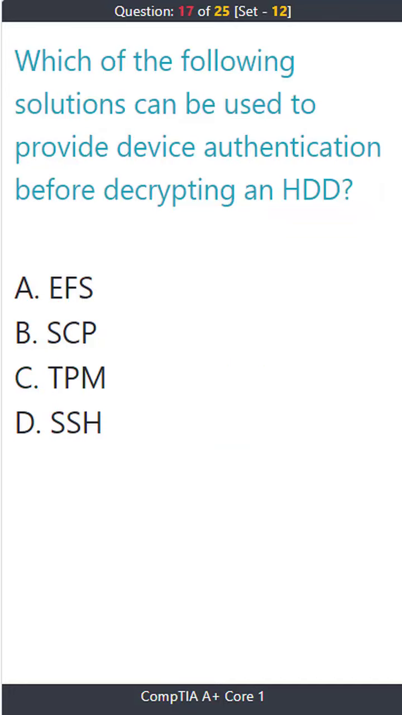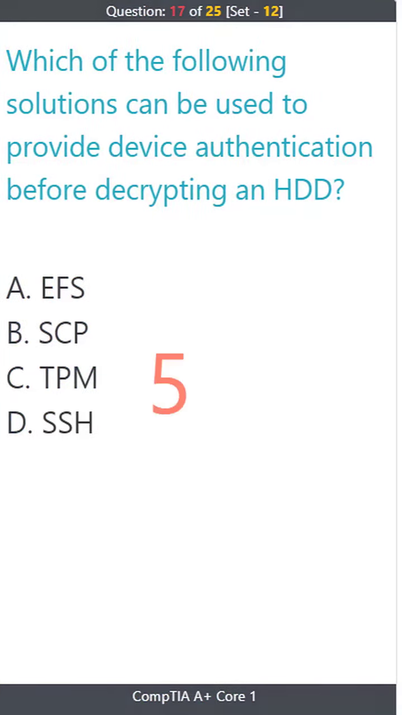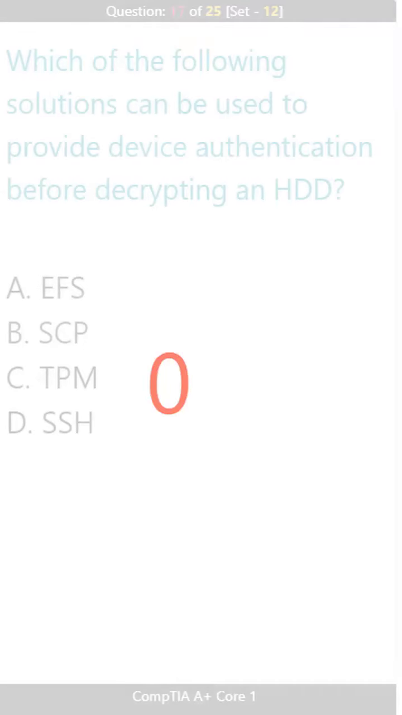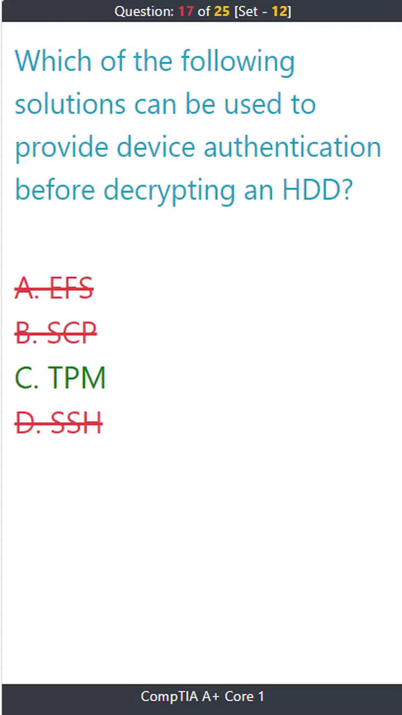Question 17. Which of the following solutions can be used to provide device authentication before decrypting an HDD? A. EFS, B. SCP, C. TPM, D. SSH. The correct answer is C. TPM.